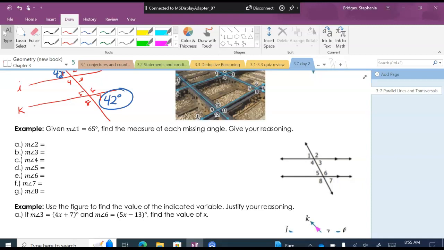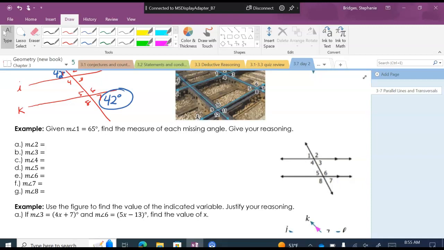So when we do that, first of all, we also know a few other things that don't deal with alternate interior, alternate exterior, same side interior, same side exterior. What do we know about vertical angles? They're congruent. And a linear pair would add up to be 180, which we can also use throughout this picture. So let's start. What is vertical to the angle 1? 3. So guess what angle 3 is going to be? 65.